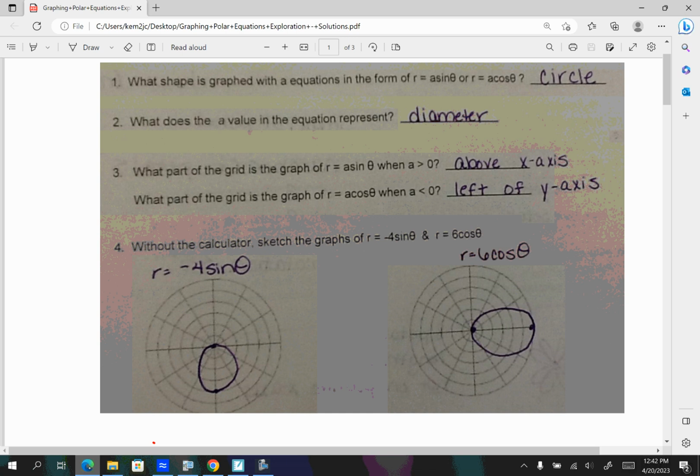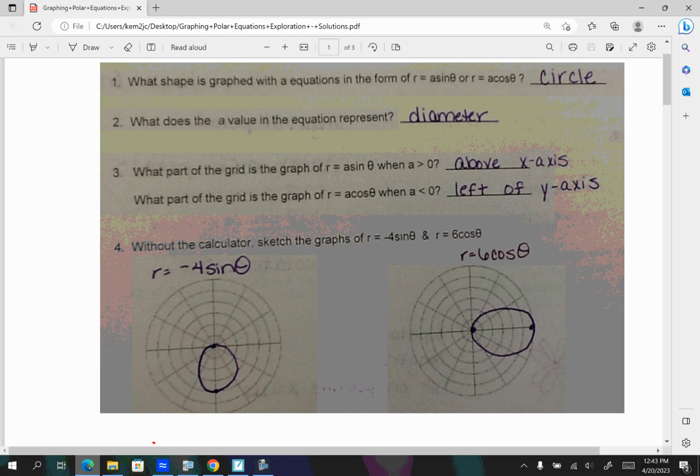Negative, down. Okay, so for like the ones at the bottom, then I could say, okay, well, it's a sine. So I know it's going to either be above or below. Because it's negative, it's below. Because it's a 4, the diameter is 4. So that's how you could maybe kind of fumble your way through it to be able to just make a rough sketch.